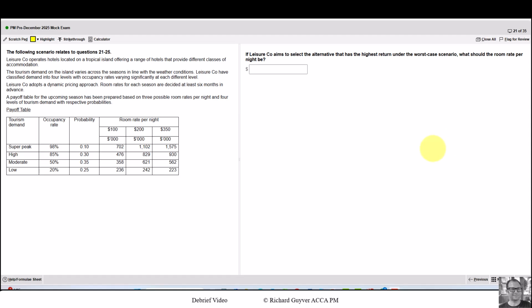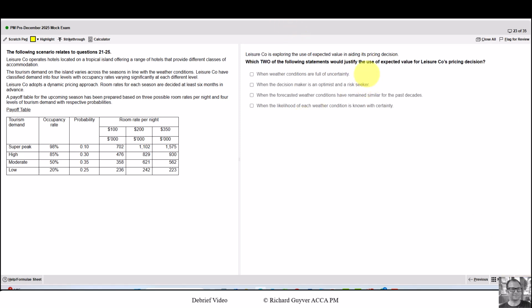On to the next section B question. We're looking at Leisure Co. Once again, I'll take the approach I took before, looking at the requirements before I read the STEM to identify firstly outliers, and secondly to prime myself ready to know what I'm searching for when I do come to read this. If Leisure Co aims to select the alternative that has the highest return under the worst case scenario, what should the room rate per night be? We're definitely going to need to reference the STEM there. If they apply min-max regret rule, what should the room rate per night be? We'll definitely need the information on the left, and we'll probably have to build a regret table.